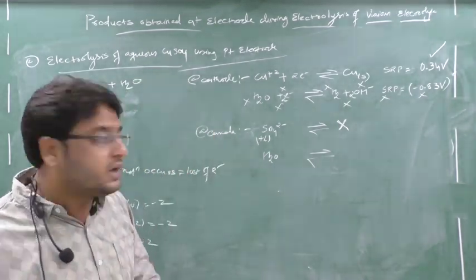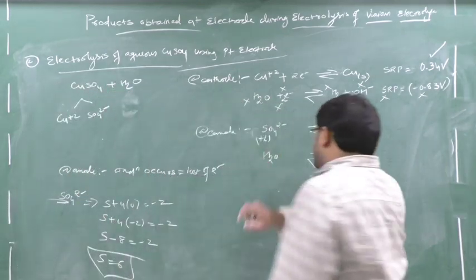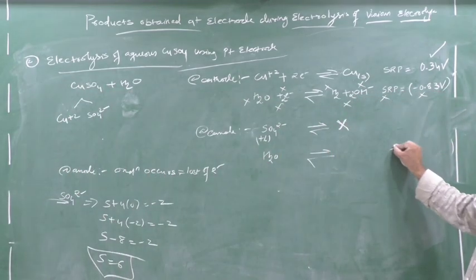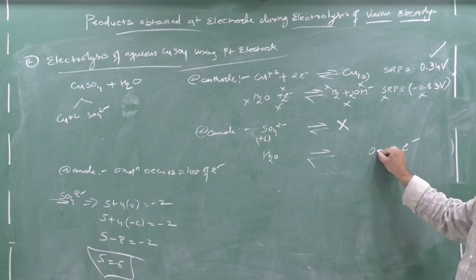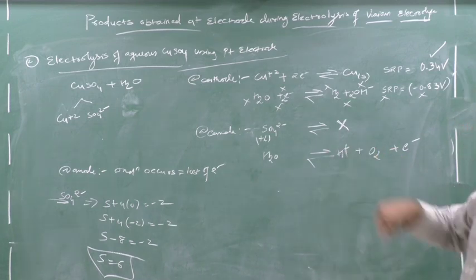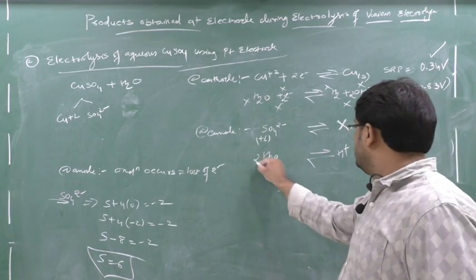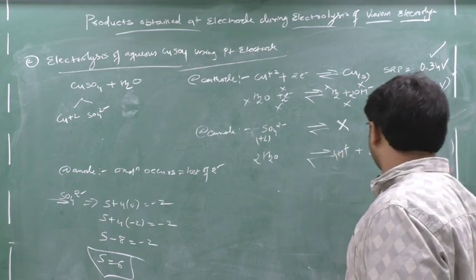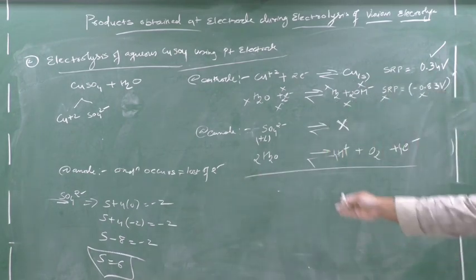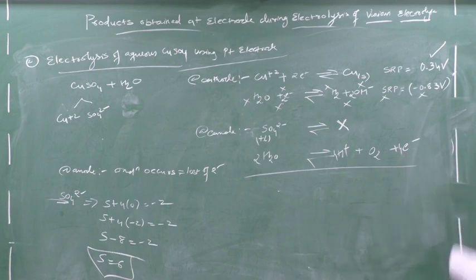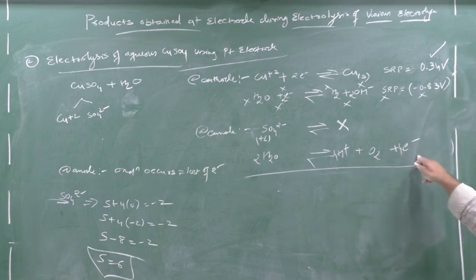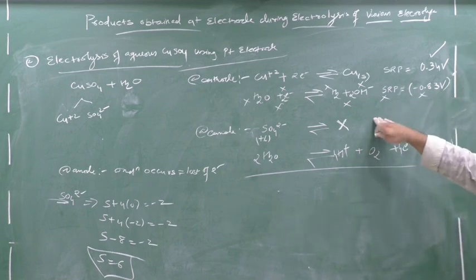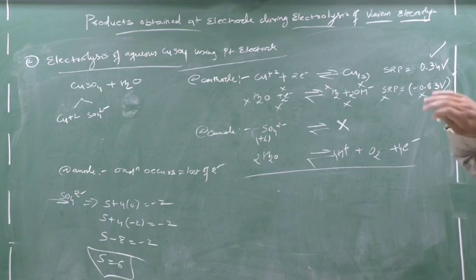So whose oxidation will occur? Water. Water will undergo oxidation here. It will lose electrons and form O2 and H plus, so 2 H2O gives O2 plus 4 H plus and 4 electrons. We need not write down the SRP value because we know this reaction will not occur. Clear? I hope you understood now why I am not writing the SRP here, because sulfate oxidation will not occur.